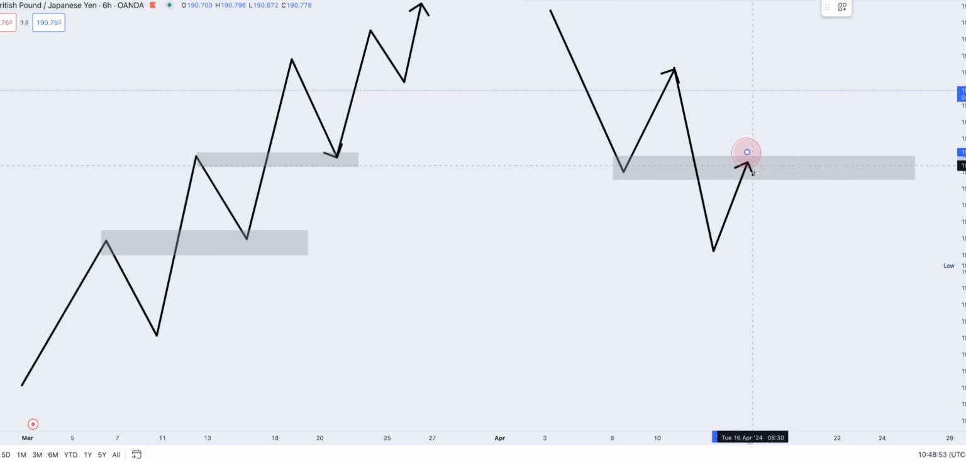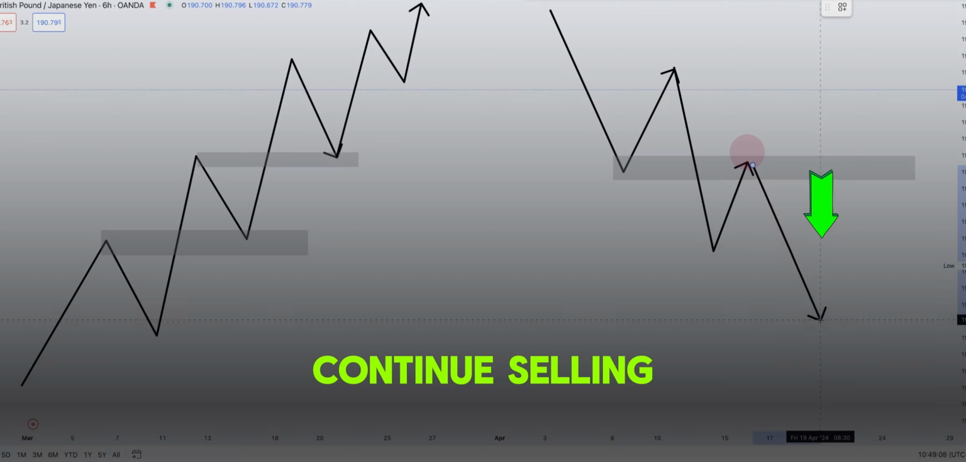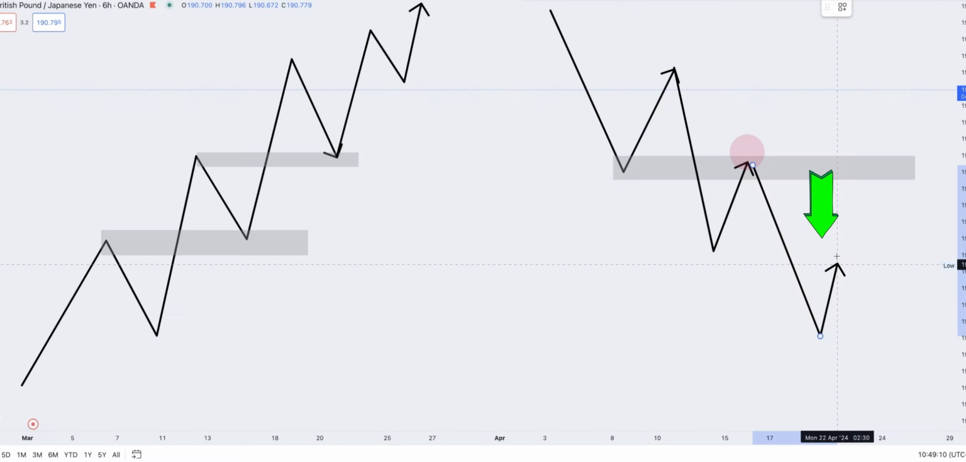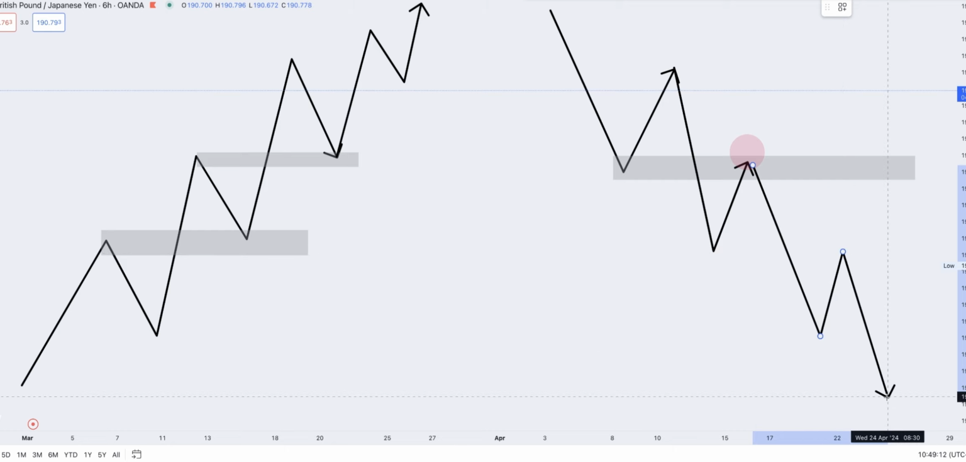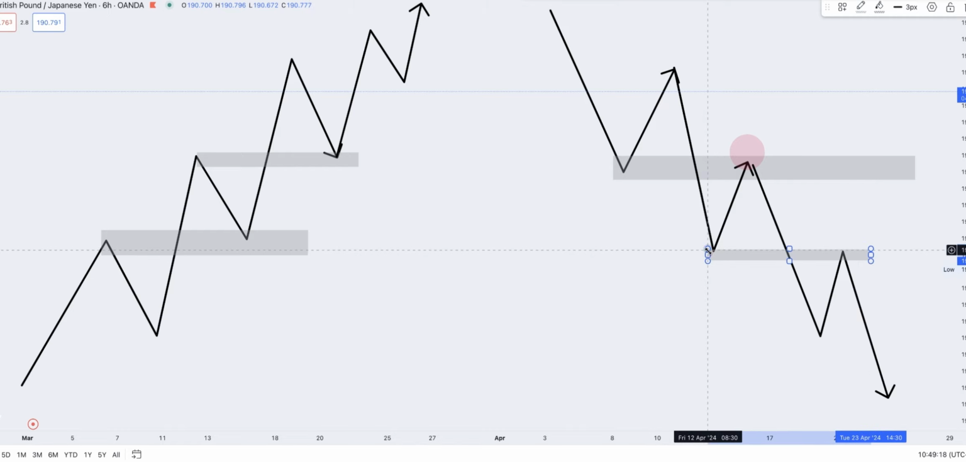So when price pulls back into the point of value, we now look for a price action. We now look for a candlestick pattern, whatever confirmation we are looking for, then we can continue selling. So this is what is going to be happening in a downtrend market. Now we'll move to the chart and see how this is done.